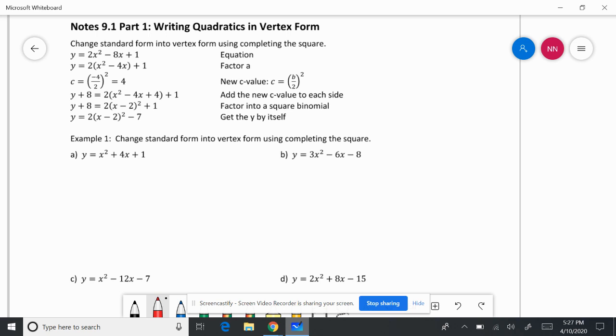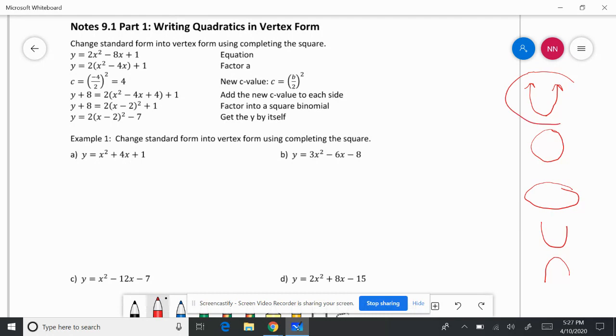We're going to be starting our new unit, which is conics. With conics, what we're going to be doing is we're going to be graphing different types of shapes. One of them is the parabola. Then we're going to move on to the circle, ellipse, and hyperbola. Then we're going to move on to piecewise functions, which is two functions in one different graph.